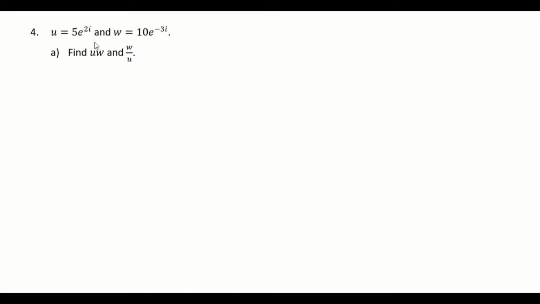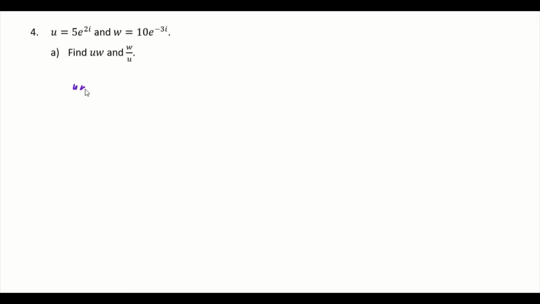So A, find uw and w over u. Okay, so this is the form to show you that in terms of multiplication and division, it is very helpful for us to use exponential form. Later we'll look at this in more depth when we talk about the last section of the notes. Okay, so we have uw, which means complex number u multiplied by complex number w.